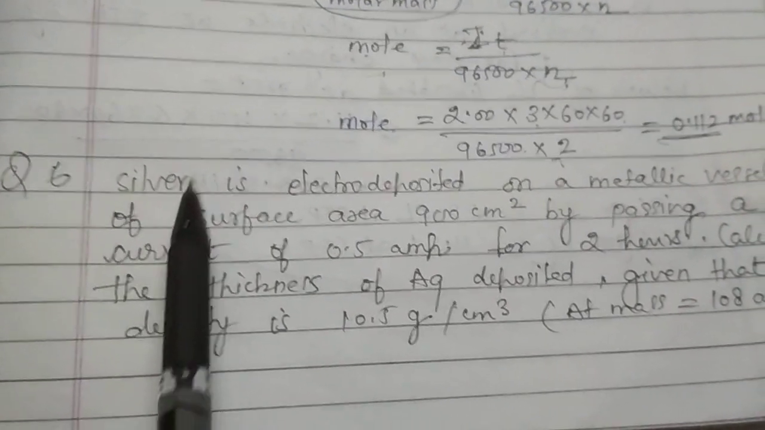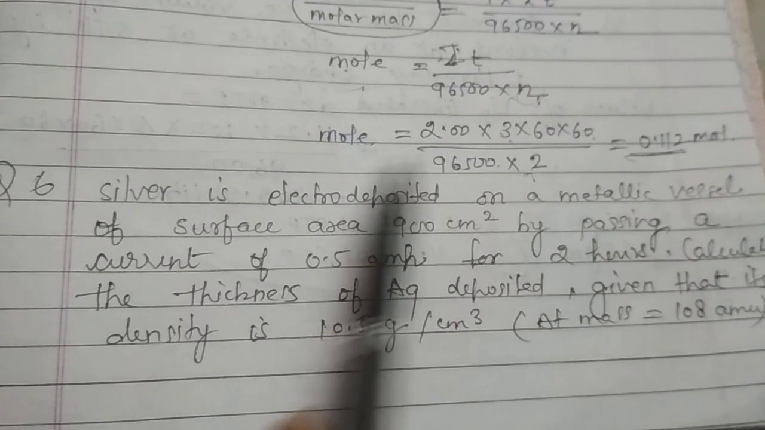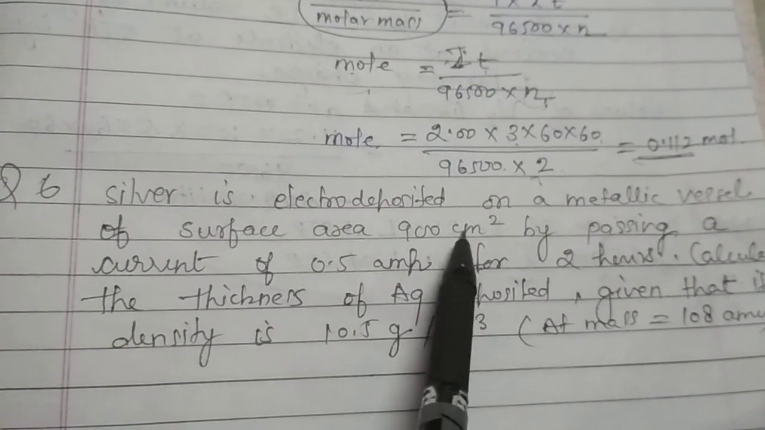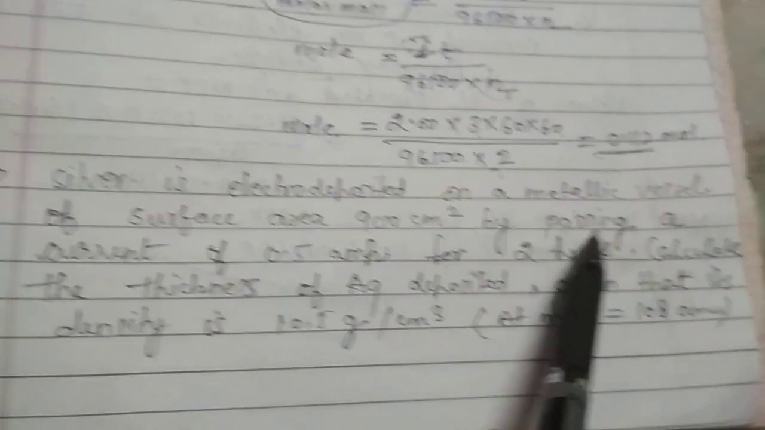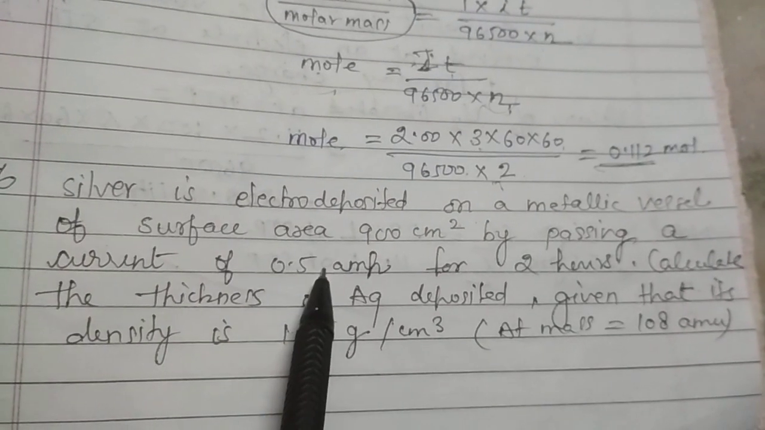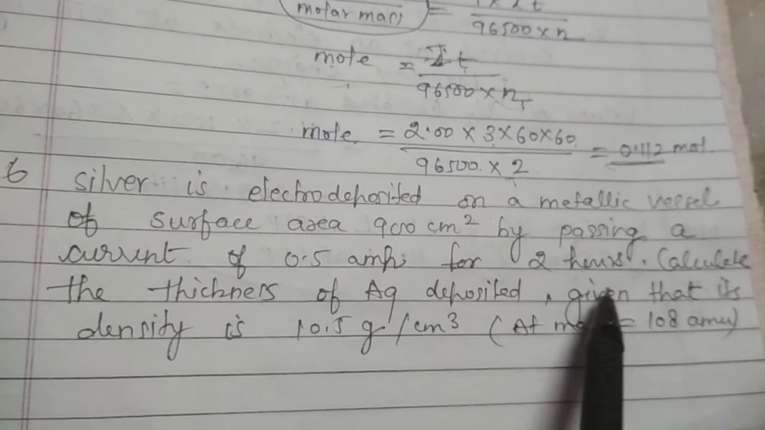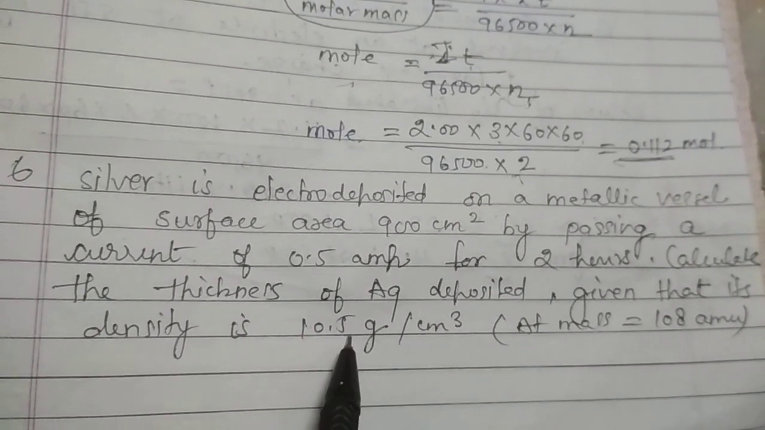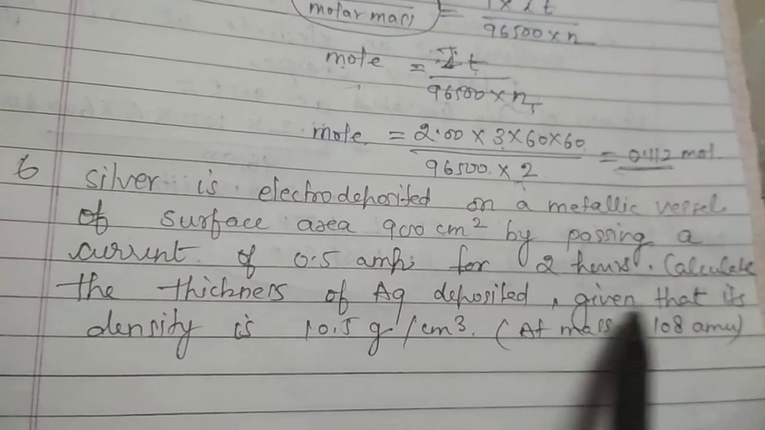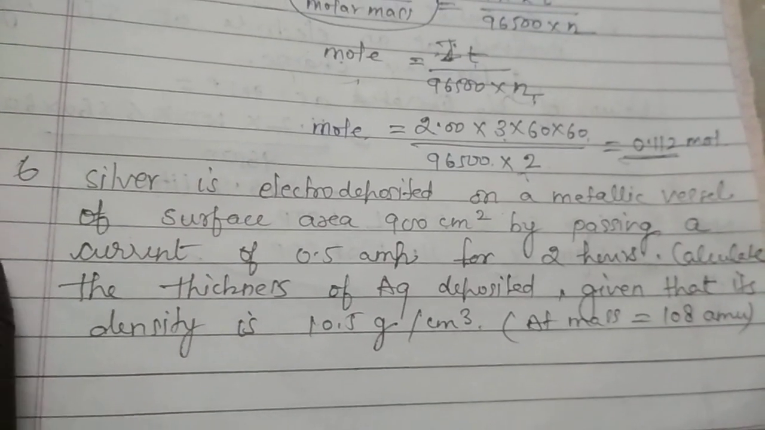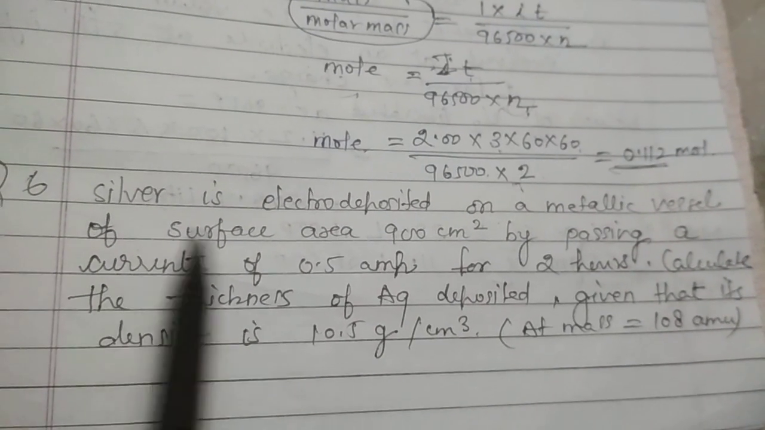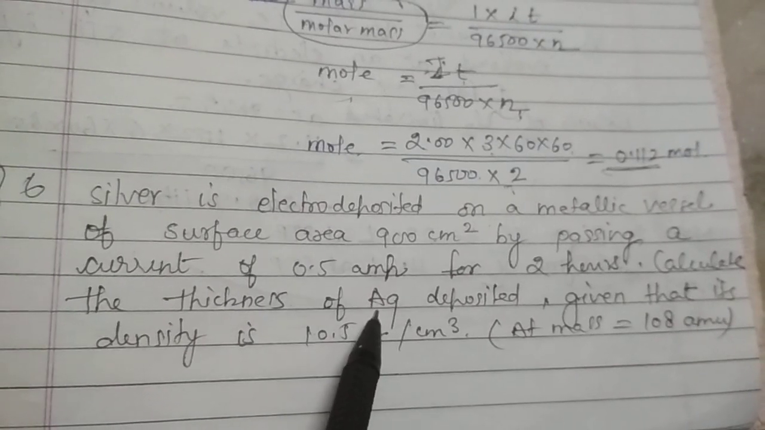Now the next question is, silver is electro-deposited on a metallic vessel of surface area 900 centimeter square by passing a current of 0.5 ampere for 2 hours. Calculate the thickness of silver deposited given that its density is 10.5 gram per centimeter cube and atomic mass is already given in the question. So finally you are to calculate the thickness of silver deposited.